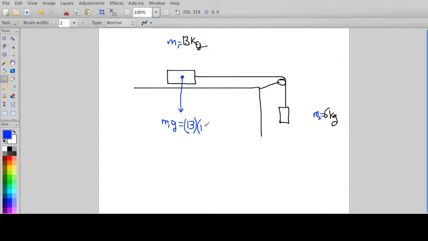Everything is in MKS units, so we don't have to convert anything. And G is also in MKS units. It's 9.8, but we'll round it off to 10. And so that's going to equal 130 newtons, like that. Okay, there you go. There's the weight of the first box.